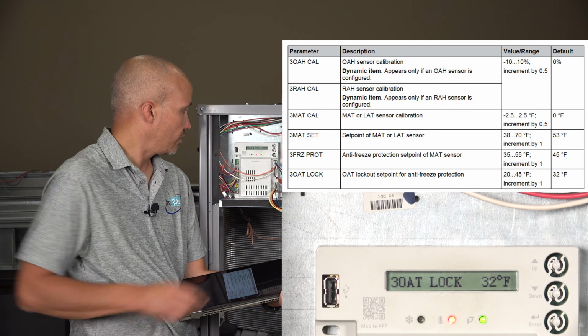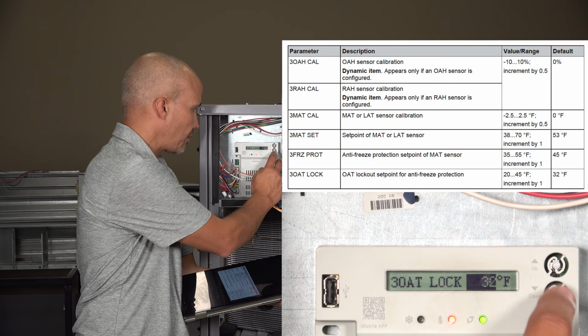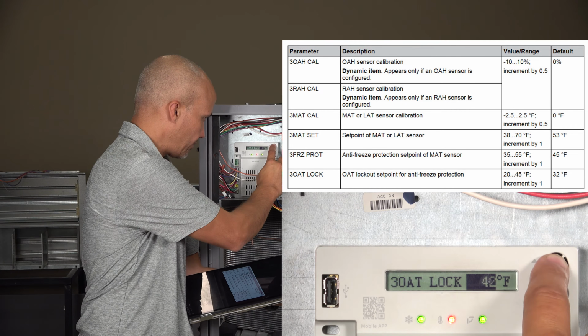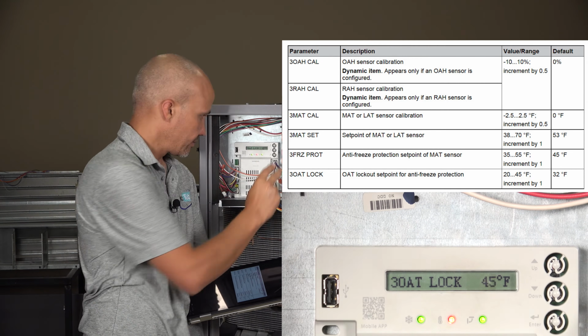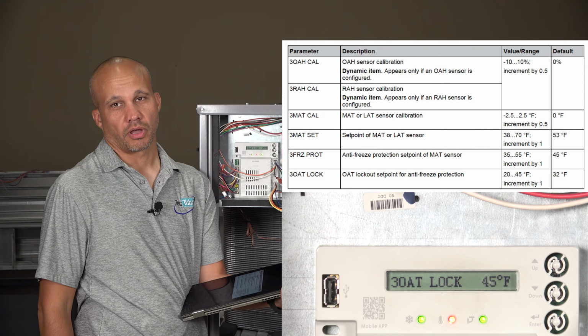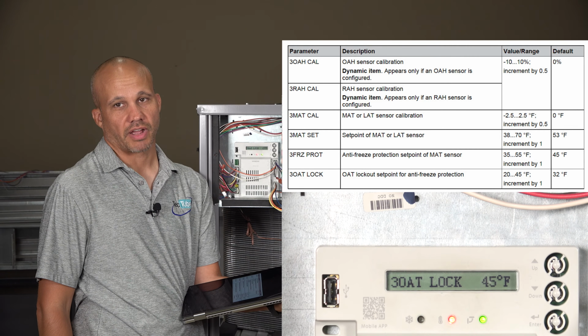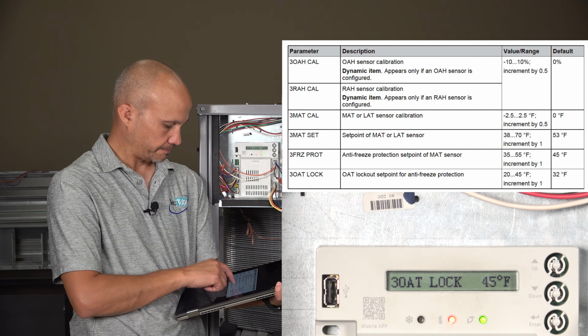32 is kind of low. You might want to bump that up for most applications. You don't have to, but you could. I usually bump it up to 45. Which means below 45, the compressor won't run, and I'll do it with economizer only. If it's above 45, it can use the economizer and the compressor.